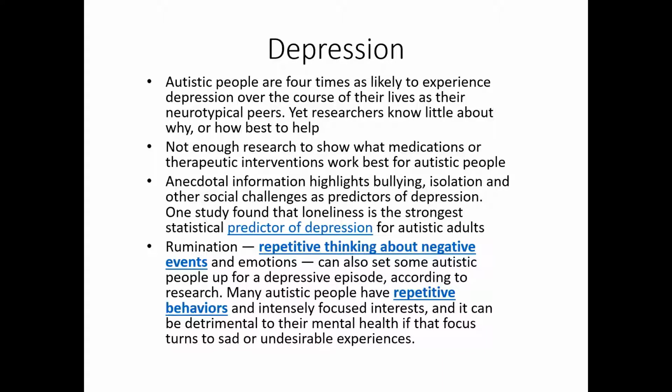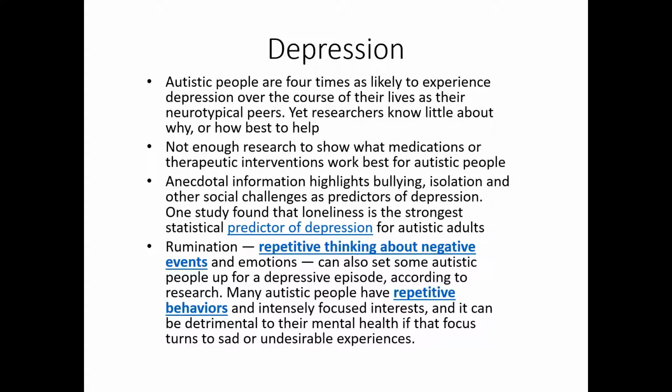With depression, autistic people are 4 times as likely to experience depression over the course of their lives as their neurotypical peers, yet researchers know little about why or how best to help. So not enough research is out there to show what medications or therapeutic interventions work best for autistic people. So that research is still ongoing.